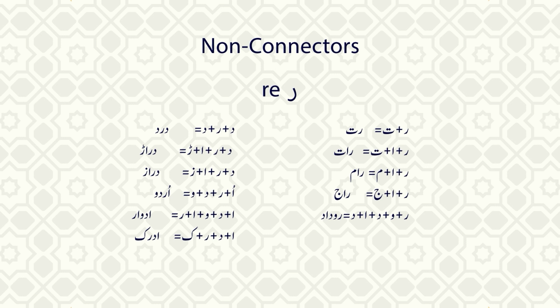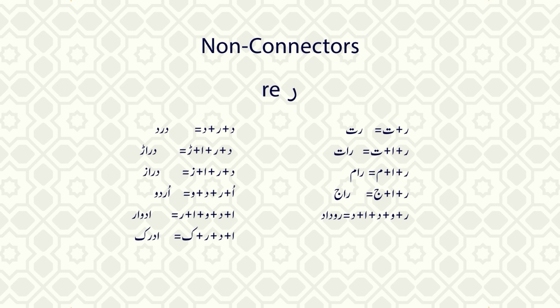Okay, Raat, Raat. We see here all three alphabets when they are disconnected. They are written in full form. When they are connected, they are written in their full forms, and this is what we mean by non-connectors. When they come with each other, they do not change their shapes.